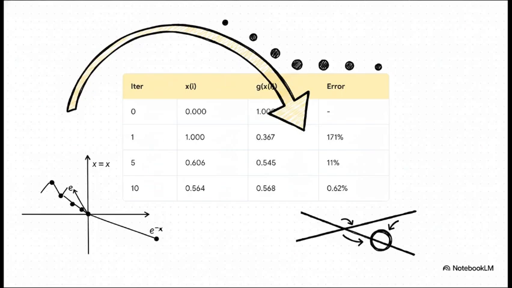171.83%. Yikes, right? But watch what happens as we keep feeding the new value back into the formula. By iteration 10, our error has shrunk linearly all the way down to a brilliant 0.62%. Our estimate is narrowing in perfectly on the true root of about 0.567. This right here, this is linear convergence in action, and it's absolutely beautiful.